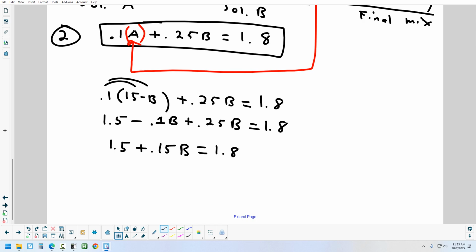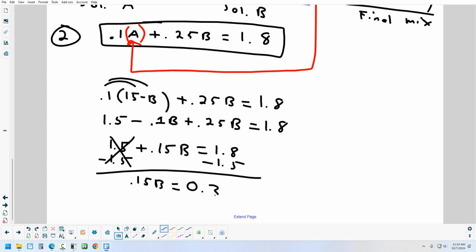Okay, so now we've got B all combined. What would be my next step to start getting B by itself? Yep. Subtract 1.5. So subtract. You get 0.15B equals, what's 1.8 minus 1.5? 0.3. Yeah. And the last step, divide by 0.15. If you want to think of that without decimals, it's like 30 divided by 15. It's the same problem. Which would give me how much?